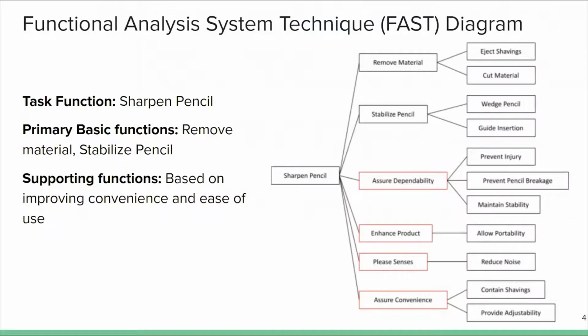The function analysis system technique, or FAST diagram, highlights the functions of a mechanical sharpener. Specifically, the task function is to sharpen a pencil, and the primary basic functions are to remove material and stabilize the pencil. Supporting functions are based on improving convenience and ease of use.